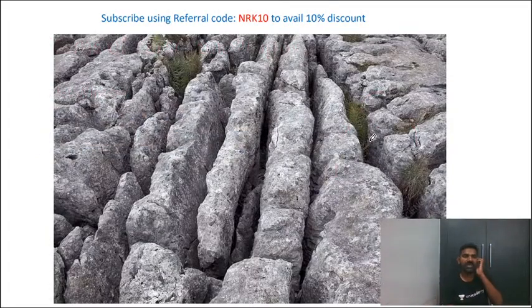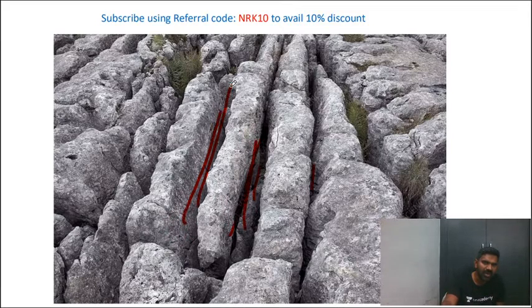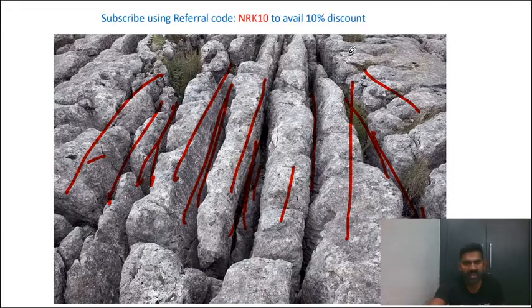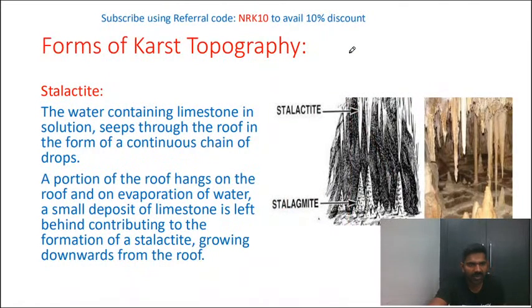This is something we did not discuss earlier. There are limestone pavements. See here, normal ground, in between there was a limestone. Now because of the flow of the water, this limestone got melted. Whatever limestone was present inside, in between, everything got melted. As it got melted, a pavement got created. These are called limestone pavements. So this is also one of the erosional landforms of the karst topographies.